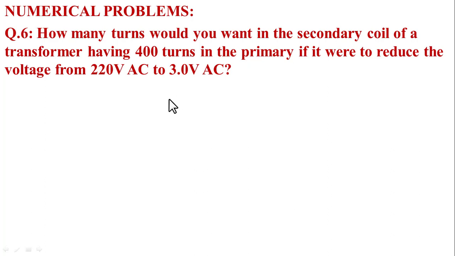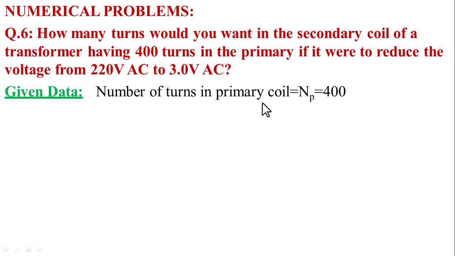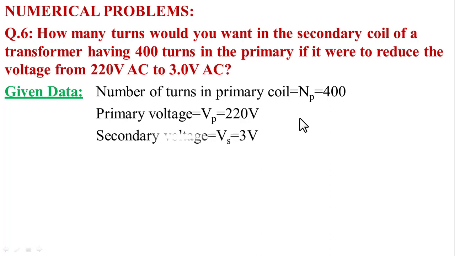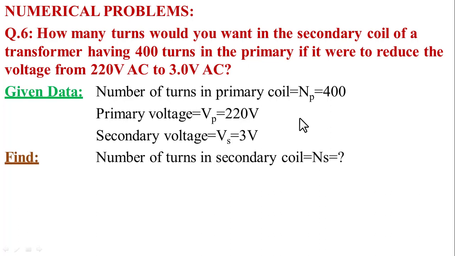Now according to the statement, write the given data. The number of turns in the primary coil, Np, is equal to 400, primary voltage Vp is equal to 220 volt and secondary voltage Vs is 3 volt. Now finding the number of turns in the secondary coil Ns.